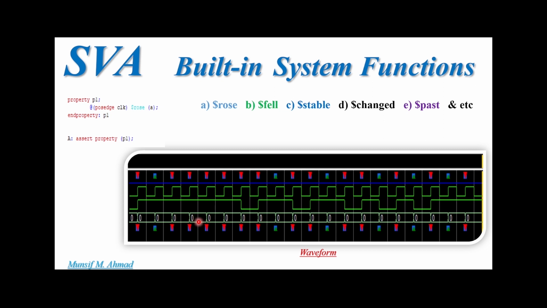So in the next video, we'll explore more of the other system functions too, like $past, and we'll explore the advanced concepts of SystemVerilog assertion like implication operators, overlapping, non-overlapping, and so on with the help of practical examples. I'll put a link of this code in the description. You can go through the code, you can play around with the code. Okay, so with this, I hope you have understood the concept of built-in system functions in SystemVerilog assertion.